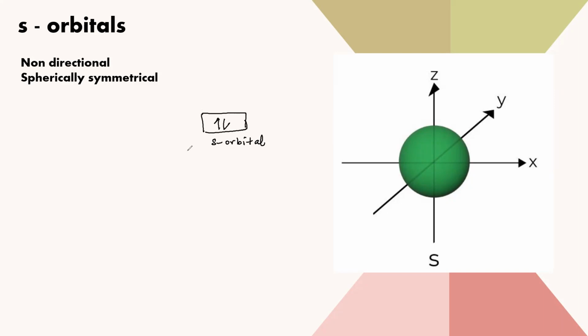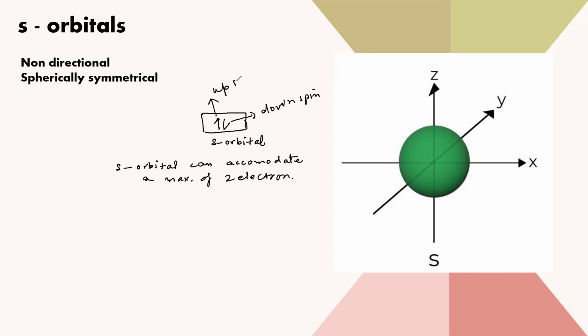An s orbital can accommodate a maximum of 2 electrons, and both of opposite spin, one with up spin and the other with down spin. Just learn this. The s orbital can accommodate 2 electrons, and its shape is symmetrical and spherical. Now let us move to the other orbital.